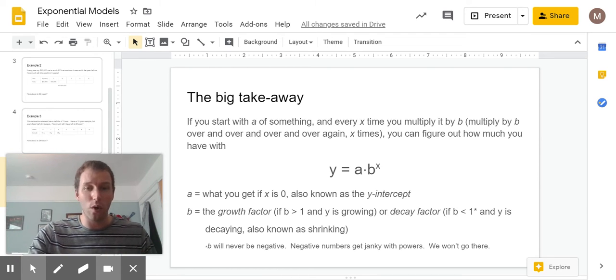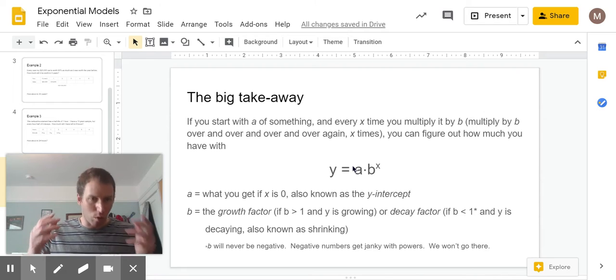And again, I said it in that order, doing the b to the x first and then the a, because that's what the order of operations forces you to do. Exponents come before multiplication. That's the way we want to do it, even though we usually write it with the initial value first.